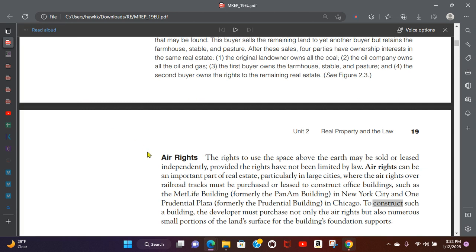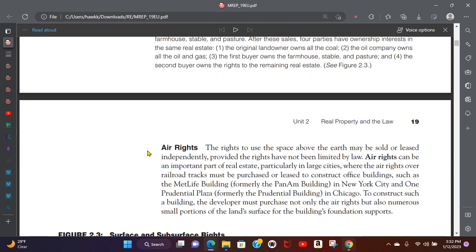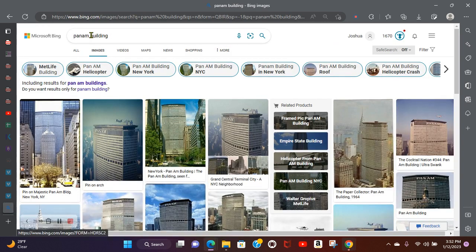Look, such as the MetLife Building, formerly the Pan American Building in New York City, and One Prudential Plaza, formerly the Prudential Building in Chicago. Let's go get that one.